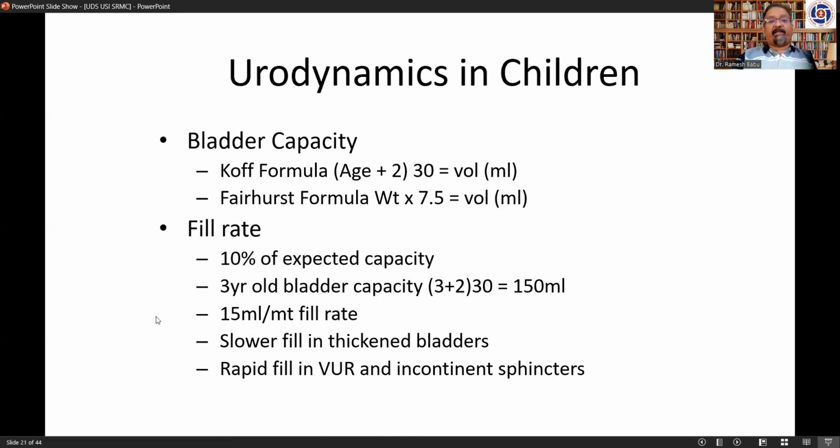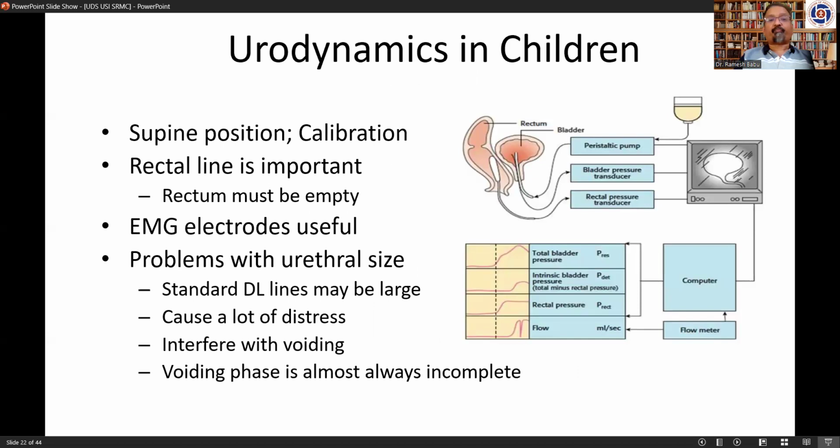The fill rate is usually 10% of the expected capacity. So in a 3-year-old, if the bladder capacity is 150 ml, then you get a fill rate of 15 ml per minute. So it's not a standard fill rate like in adults. A slower fill rate may even be required in thickened bladders, because a rapid fill may cause VUR and unmask a lot of problems.